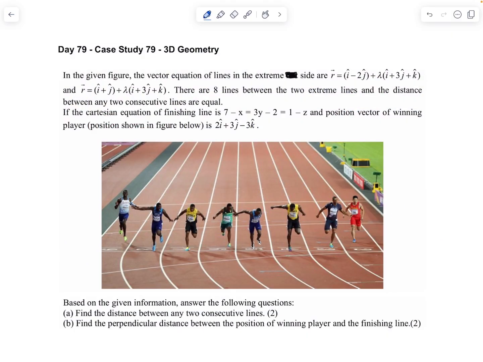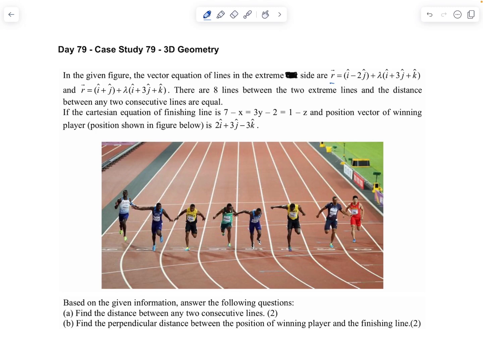The question goes like this. In the given figure, the vector equation of the lines in the extreme sides are r vector is equal to i minus 2j plus lambda times (i plus 3j plus k), and r vector is equal to i plus j plus lambda times (i plus 3j plus k).